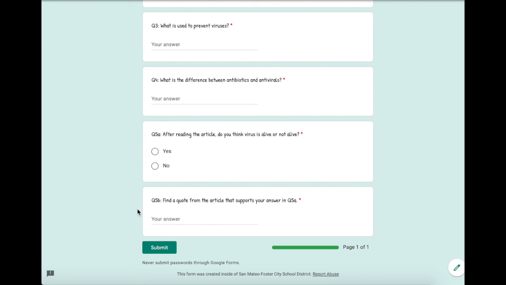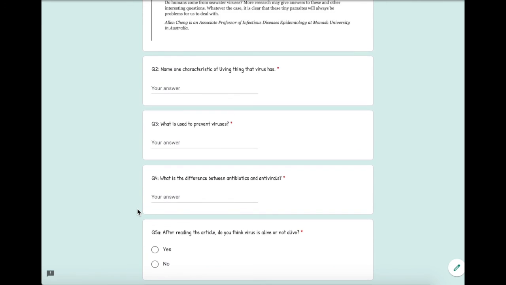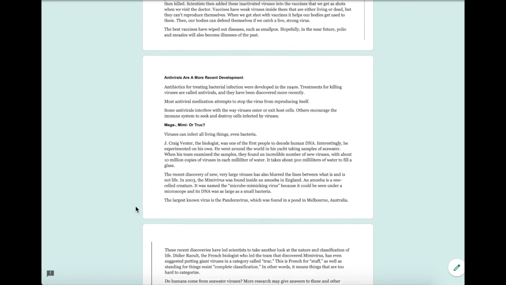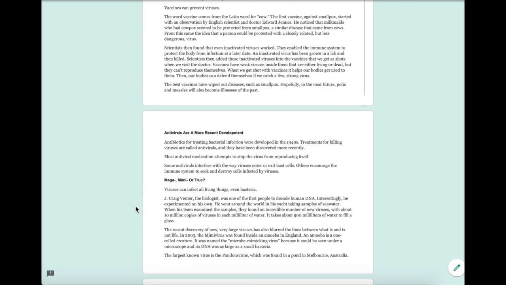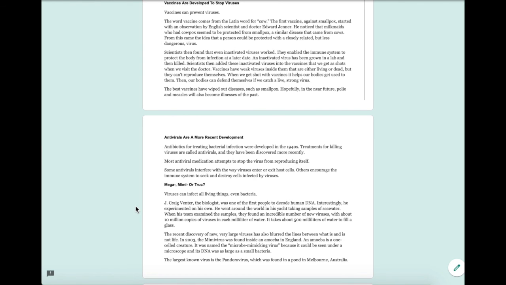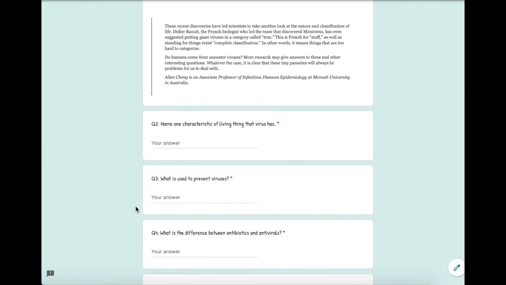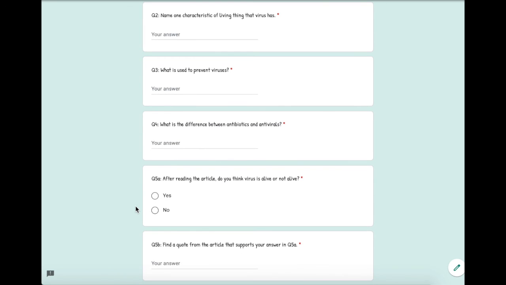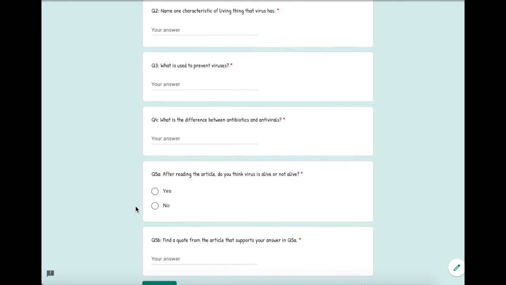Make sure to find a quote from the article that supports your answer. A quote would be a sentence that you can find in this article, word for word, that can support your answer why virus is alive or why virus is not alive. This is a shorter assignment, so after you finish this, you can also double check on School to see whether you have any missing or late assignments so far.